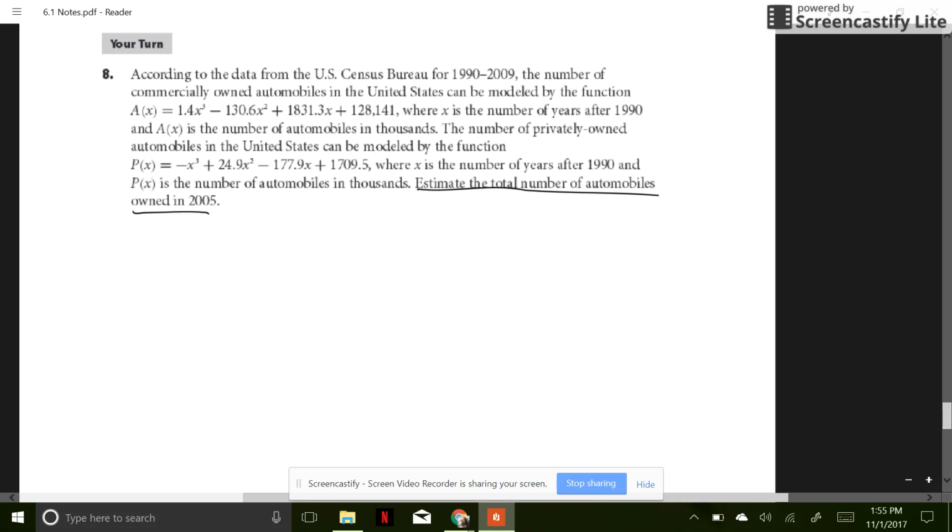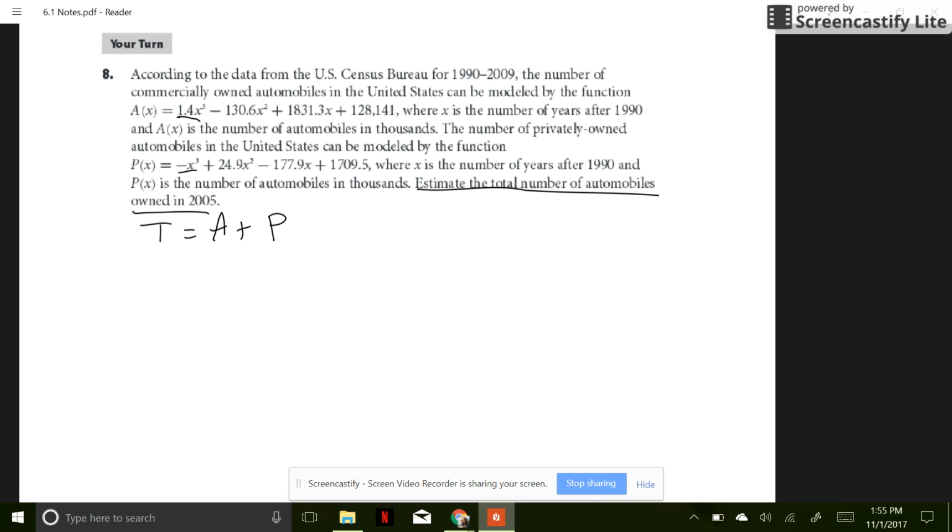So the first thing we need to do is find the total as a function. So our total function should be the commercially owned plus the privately owned. So we'll have to add the two functions together. So again, we look for the highest powers. They've actually already got these for us in standard form, so we should be able to just go ahead and add them. So 1.4 minus 1, we could just say 0.4x cubed.